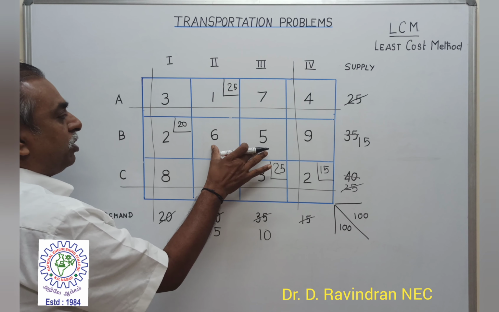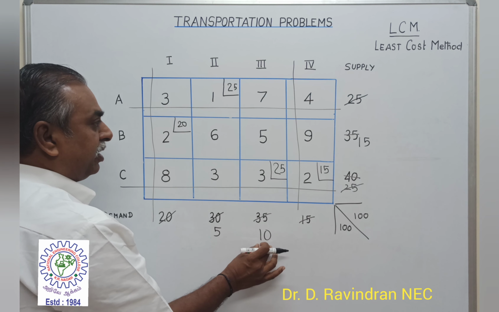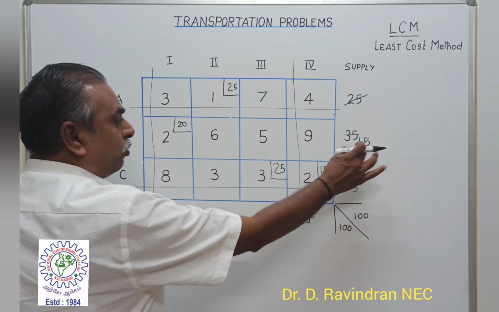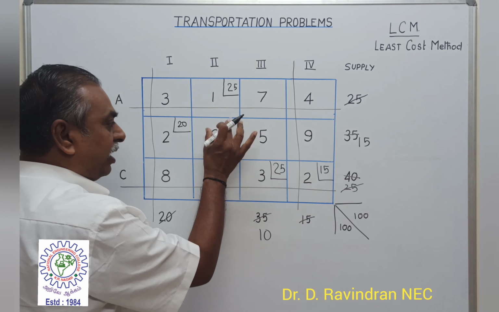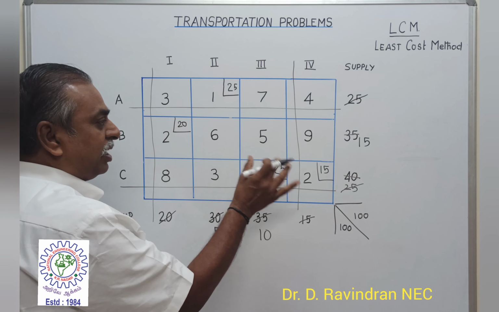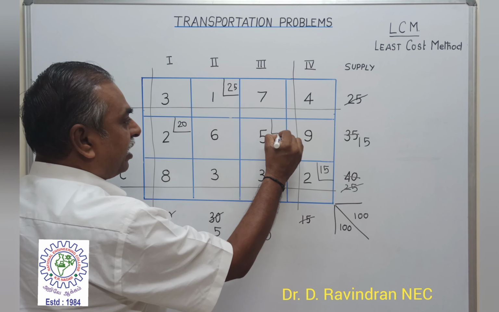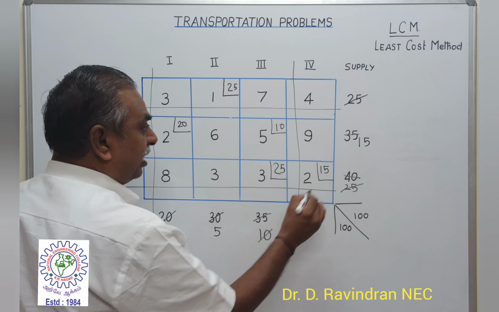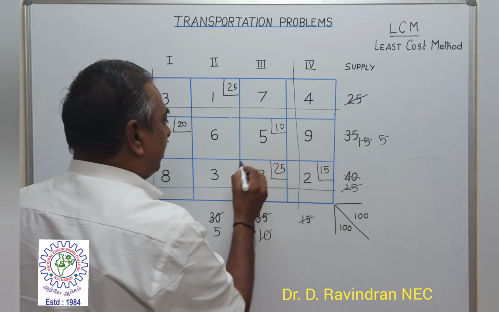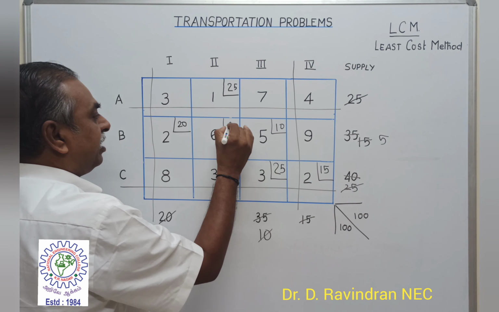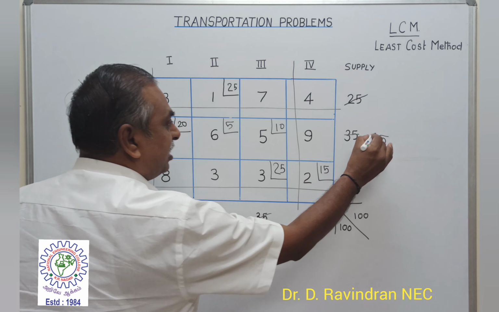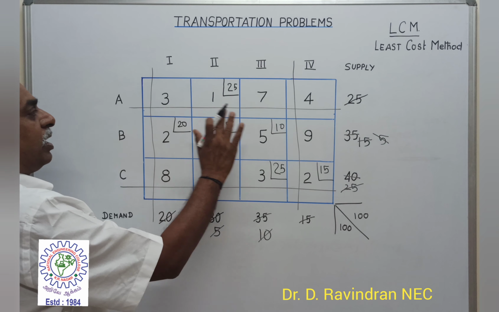Now we are left with only 2 cells. Here 10 units, here 5 units, totally 15 units are there. So we have to allocate only in these 2 cells. Here we can allocate 10 units, then the remaining 5 units will be allocated here. Now this 5 and this 5 get cancelled. So now the allocation is over.